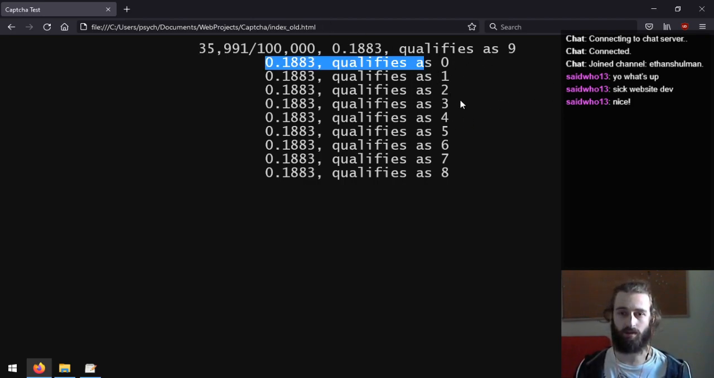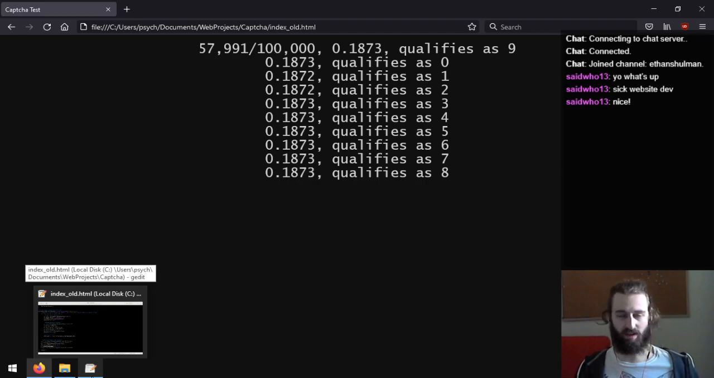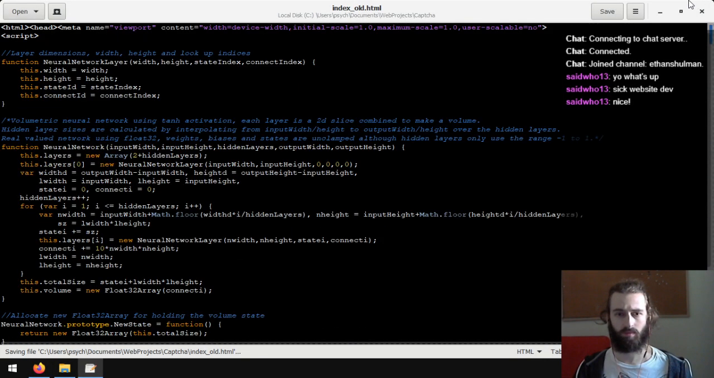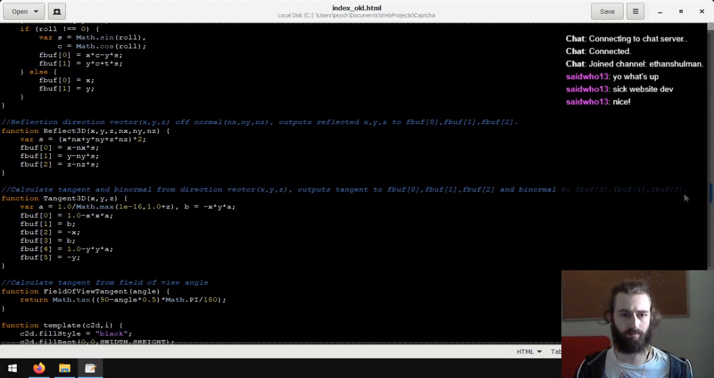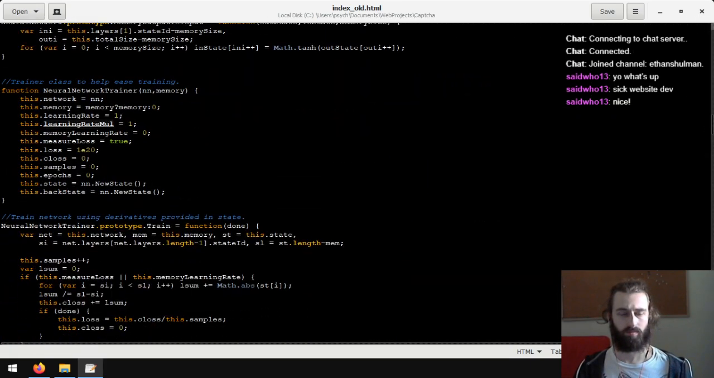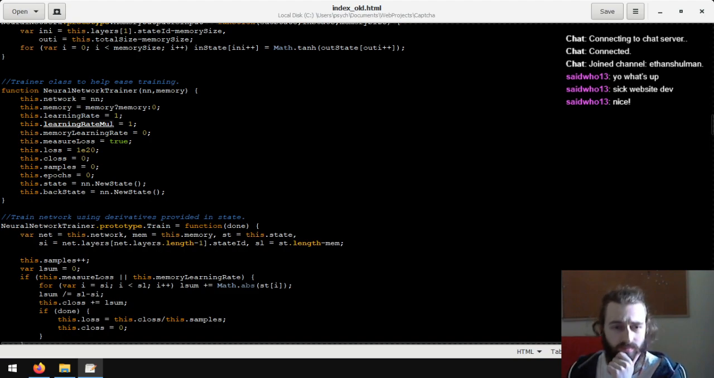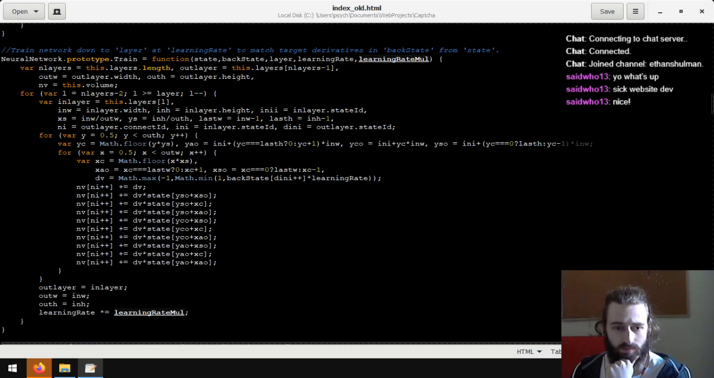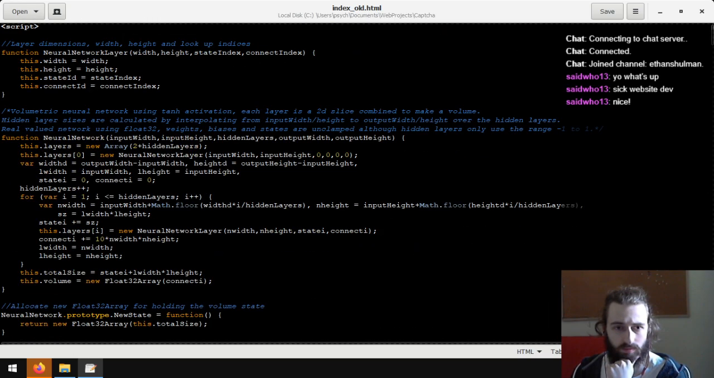Qualifies as 9. Oh yeah, okay. Maybe I actually did have good values for that, because they are not identifying. Am I doing RMS prop here? I don't think I'm doing RMS prop.